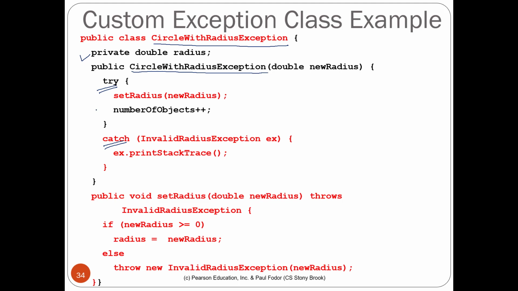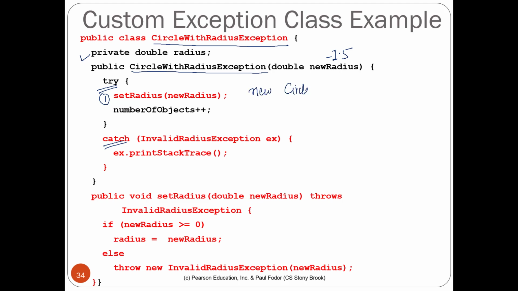Okay, so let's try how we are initializing the radius. In the try block, the very first statement that we have is the call to the setRadius method. Let's look at setRadius now. With the new radius value, assume that I have minus 1.5 as the new radius value, which I will pass on.